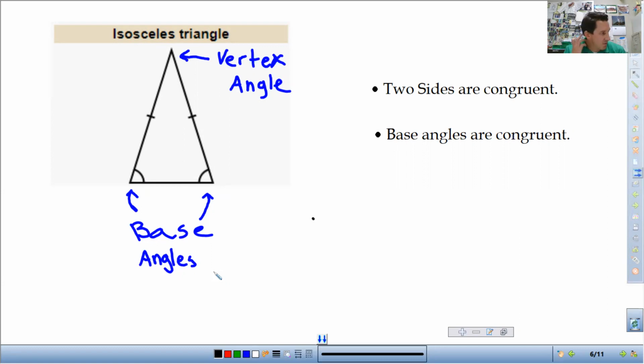All right. So just a little vocab for the isosceles triangle. The angles that are congruent, they're the base angles. We say that's the base of the isosceles triangle. The angle up here that is not congruent to the others, that's called the vertex angle. All right. So we'll be using those terms often today.